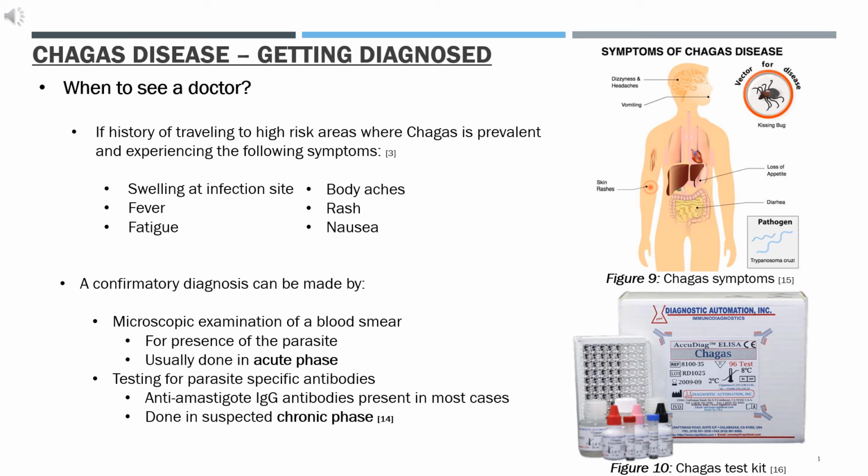And the doctor can examine you, they can do a blood test, and a blood smear will show parasites in the blood if you have an acute infection. But if they suspect a chronic infection, they can do an antibody test for anti-amastigote IgG antibodies to see if you've been infected.